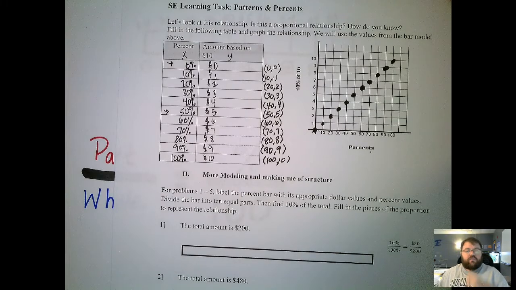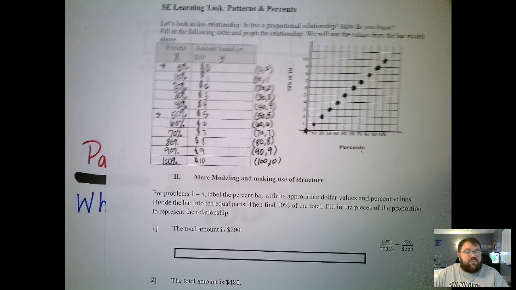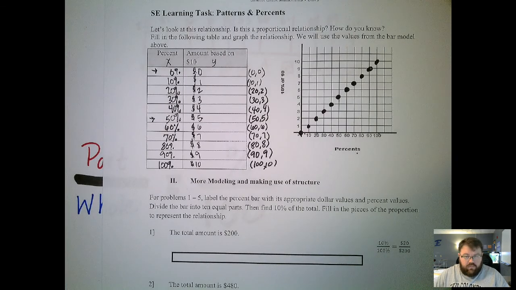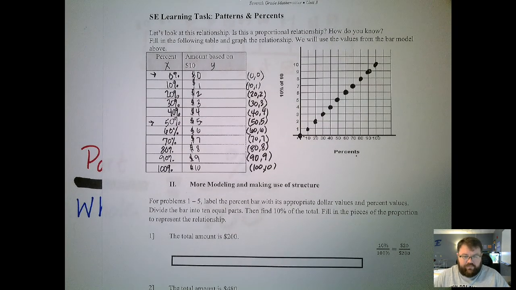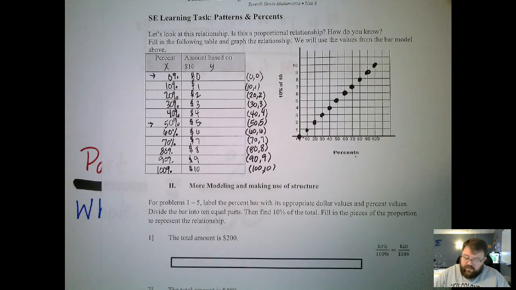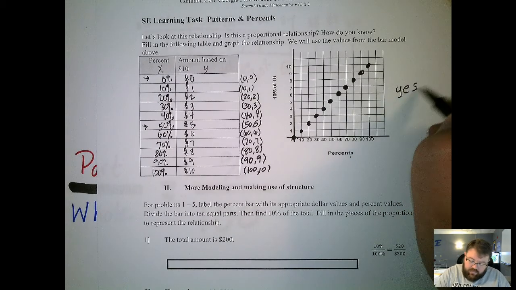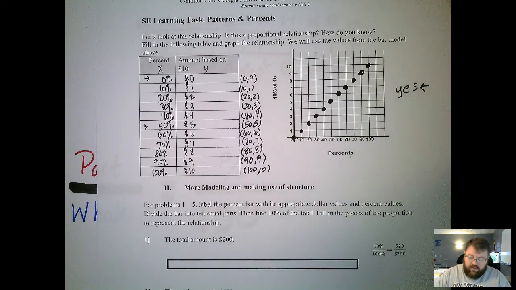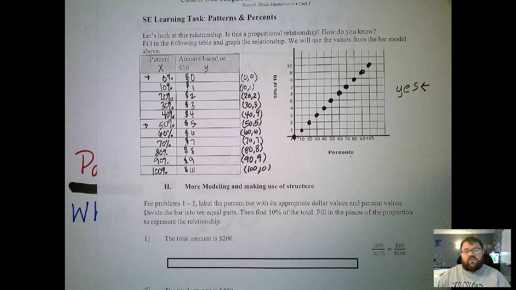Now looking at this graph, if I was to connect these, would it be proportional? Yes or no? Pause the video and answer the question. Alright, hopefully you said yes, it is proportional because you have a straight line and it travels through the origin.